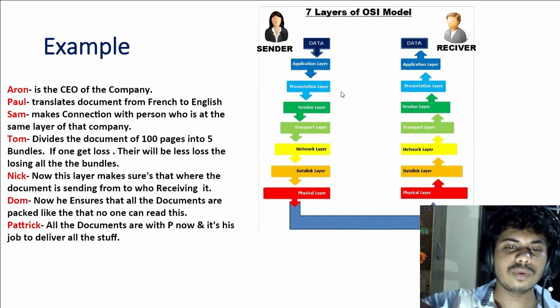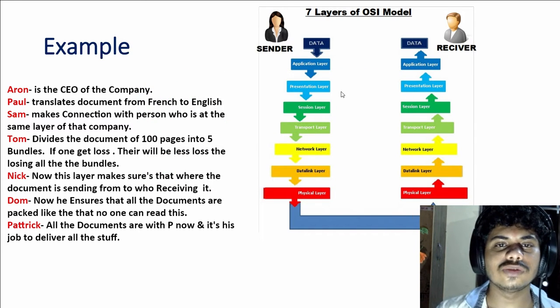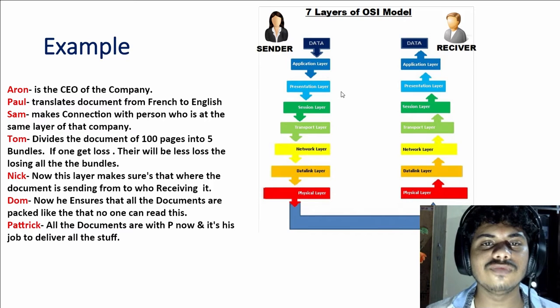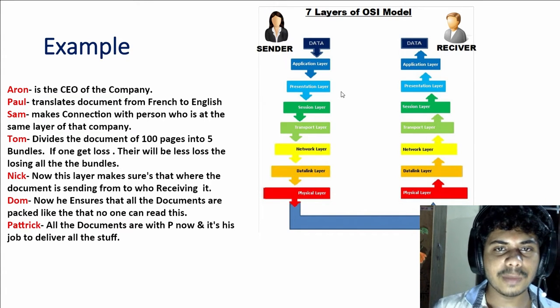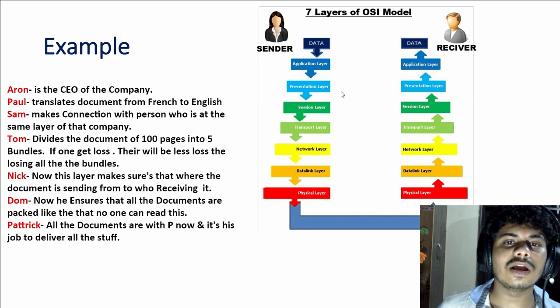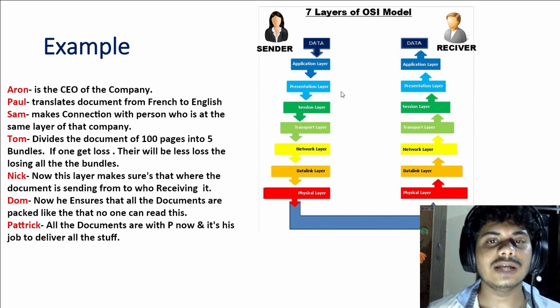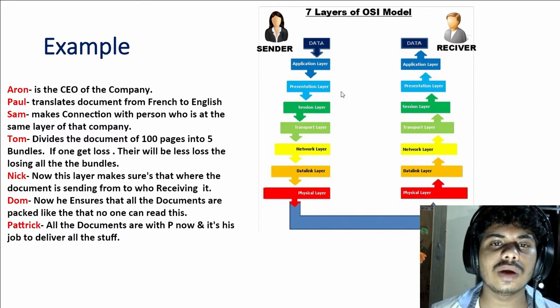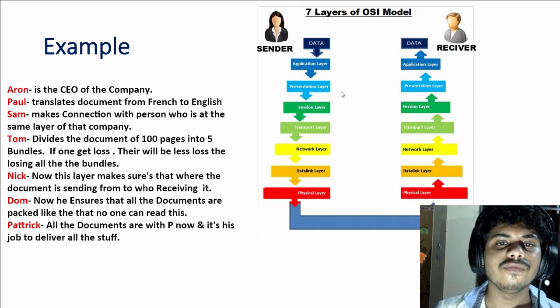Now it goes down. Now the work is with the session layer. So the session layer makes a connection with the session layer of the receiver. Now let's take an example that you are sending a file, a document, to your friend.